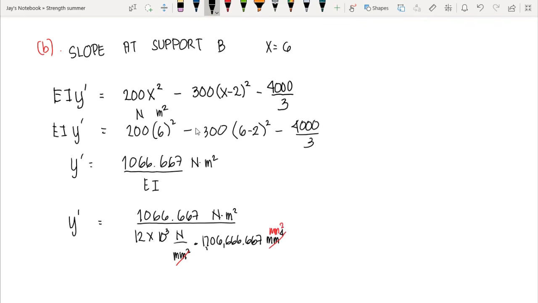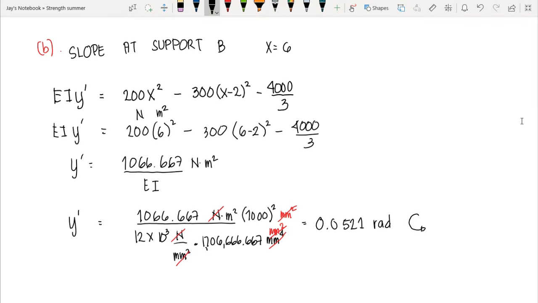Now take note, our numerator is in Newton meter squared, so we convert it into millimeter by multiplying by 1000 squared. So now we can cancel here millimeter squared and Newton. Then we have our answer here, which is unitless, 0.0521, and this is in radian, since that is unitless. Now since this is positive, therefore our slope here is counterclockwise. So we have a counterclockwise slope at support B. So this is now our answer for the slope at support B.